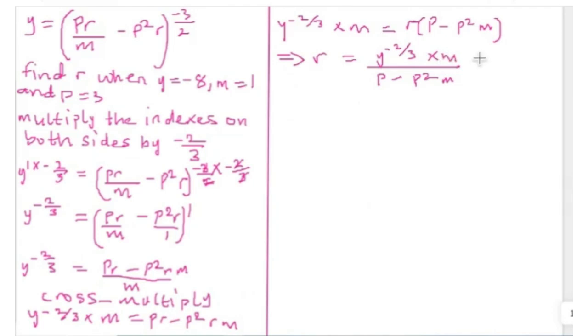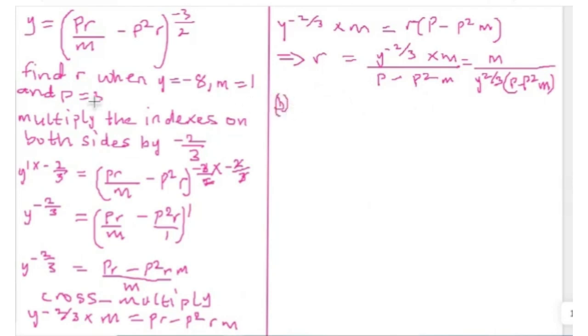There are many ways we can actually write this. It's the same thing as writing m over, we bring down the y here, y raised to power 2/3, times (p minus p squared m). Okay, so this is also an alternative way of expressing that. Now, we have done that. The A part of this question is answered. We have made r the subject of the formula.